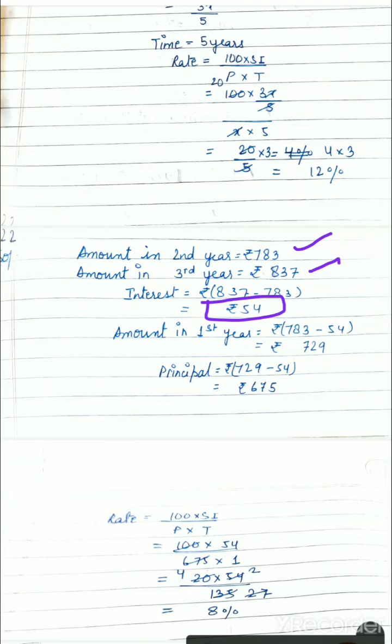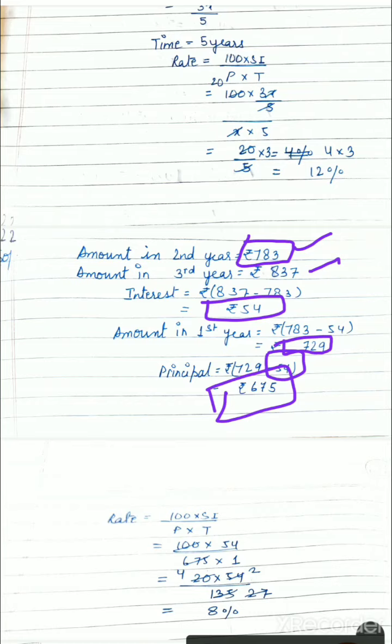How much will you get in the first year? You got 783 after 2 years and the interest for 1 year was 54. So how much should you have got at the end of the first year? 783 minus 54. It means you have got this. And this 54 is the interest for the first year. So what should be the principal? We can subtract and we can get the principal here, right?